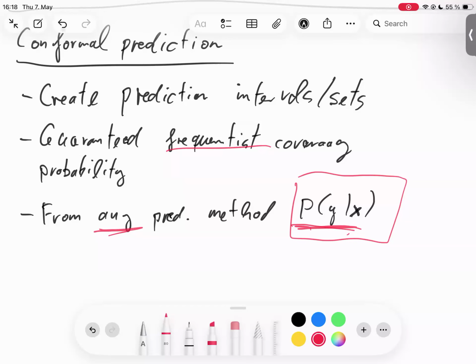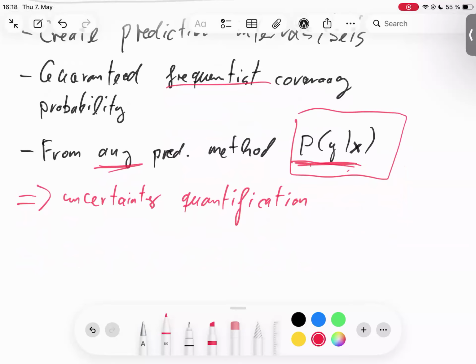So the goal is that we want to have uncertainty quantification. And all I'm writing is also available in the slides, so you'll see this later. And what is key to this is distribution free. Because a lot of statistical methods, also a lot of machine learning models, assume that your data comes from a certain distribution.